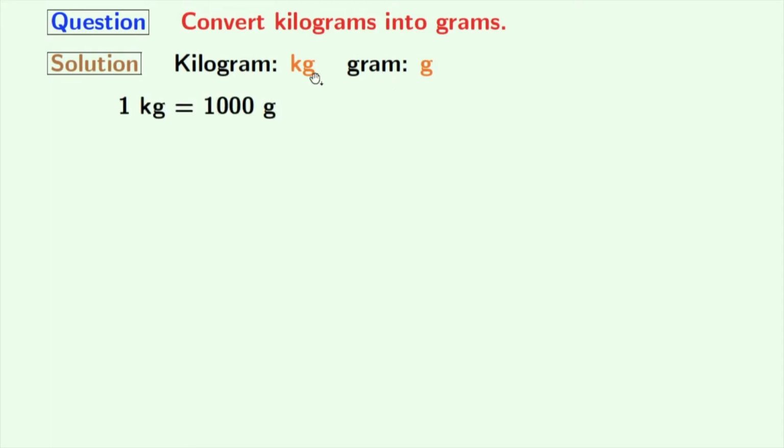In today's video, we will learn how to convert kilograms into grams. So let's learn. kg stands for kilogram. g stands for gram. Know that 1 kilogram is equal to 1000 grams.